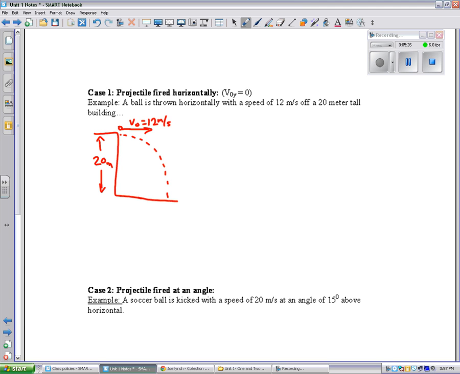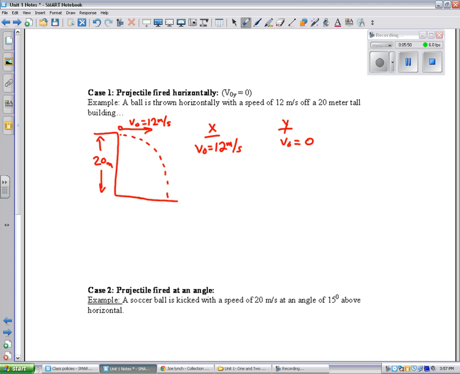All right. Now, we make a list of variables, but we have to split them into x and y. And look at what we're given. We're given this v0, that's the original velocity. That's all in the x direction. So v0 over here is 12 meters per second. None of it is in the y direction, so v0 for our y direction is going to be 0.